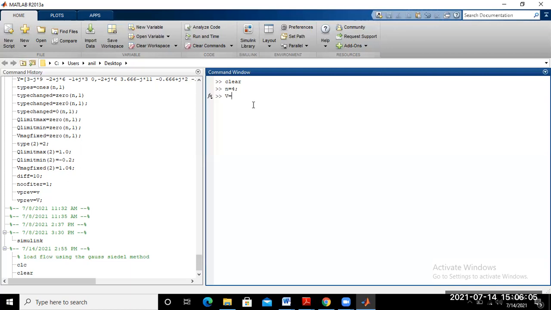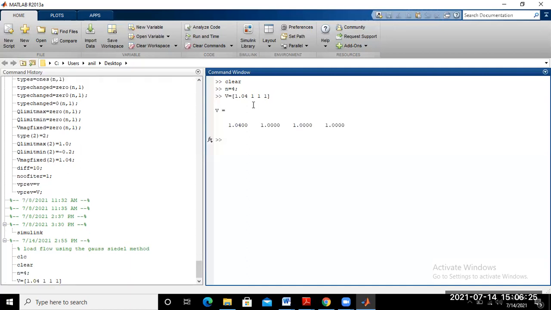So 1.01, that means 1.04, and next is your bus number 2, 3 and 4 is your 1 per unit, we just consider here and enter. Okay. So here represent the V equal to 4 buses voltage. One is your slack voltage, their input voltage we already type here, that is 1.04, and 4 bus number 2, bus number 3 and bus number 4.